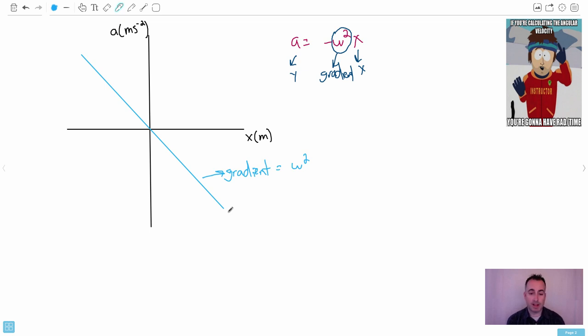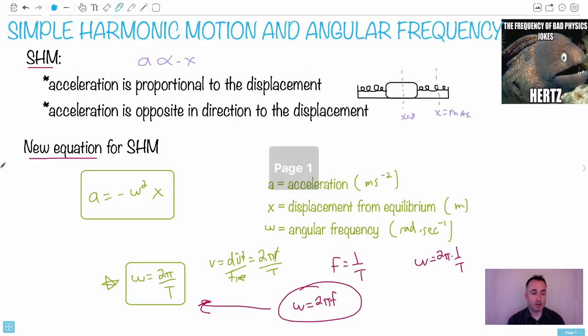So if you really want to go a step further, that means omega then equals the square root of the gradient. Technically it's plus or minus, so we'll just consider the positive part here. So omega is just the square root of the gradient. That'll actually give you the angular frequency, or the angular velocity, as we say. So this is really, really important here.